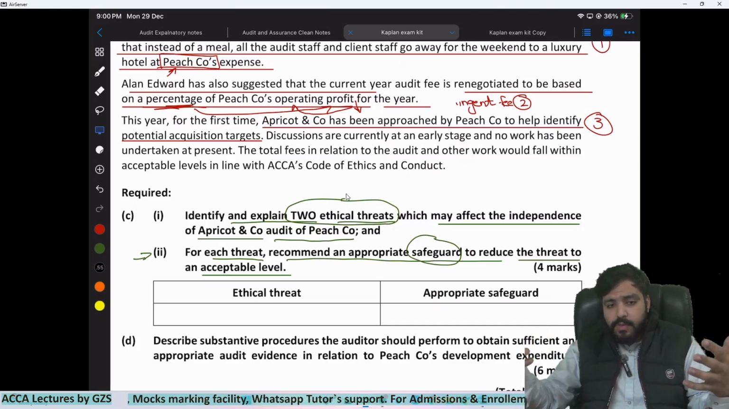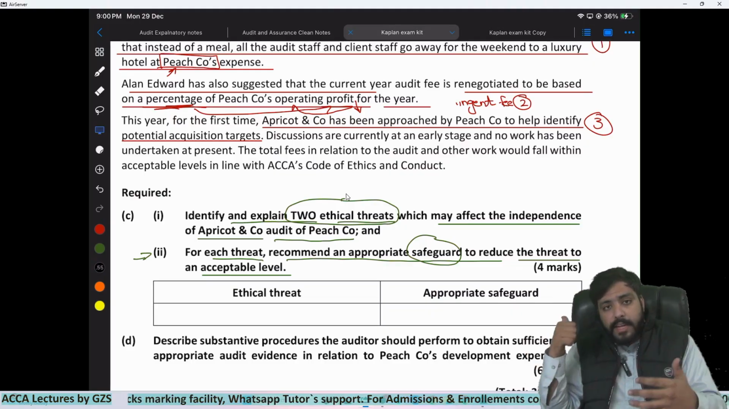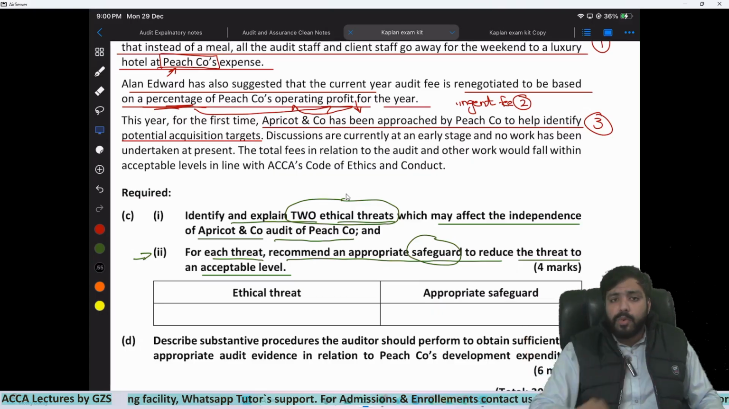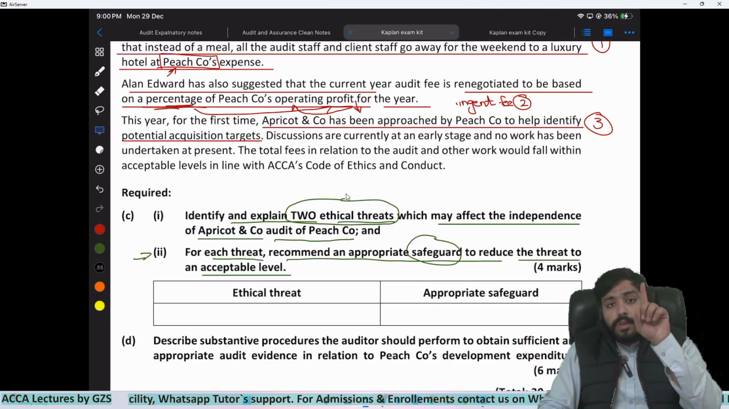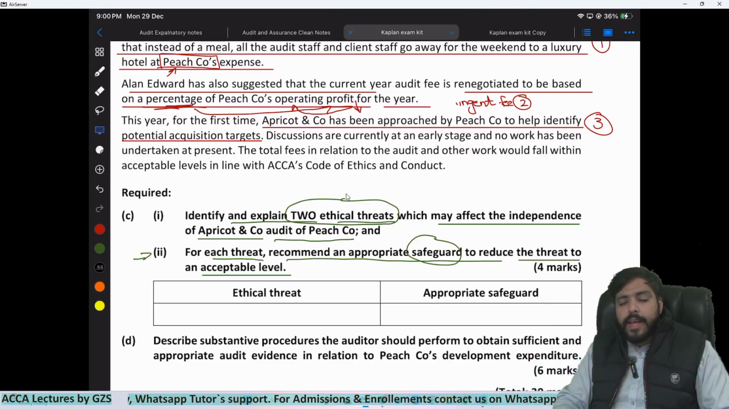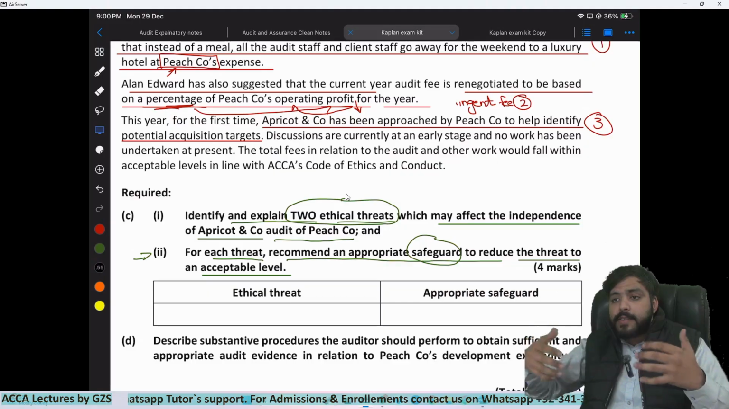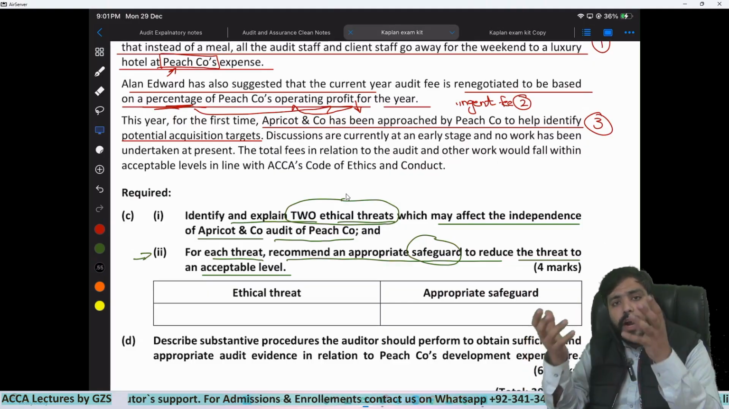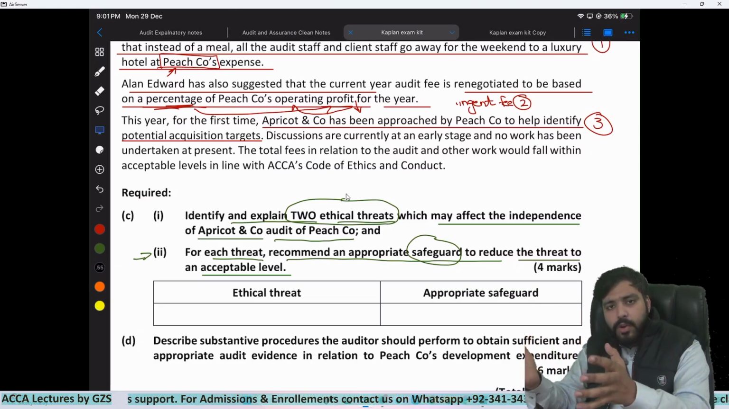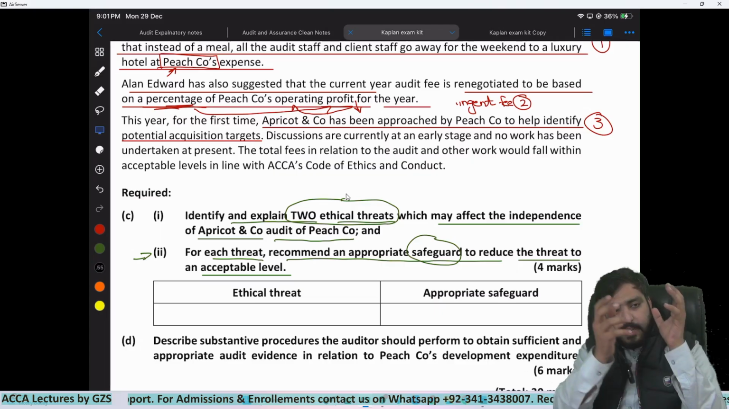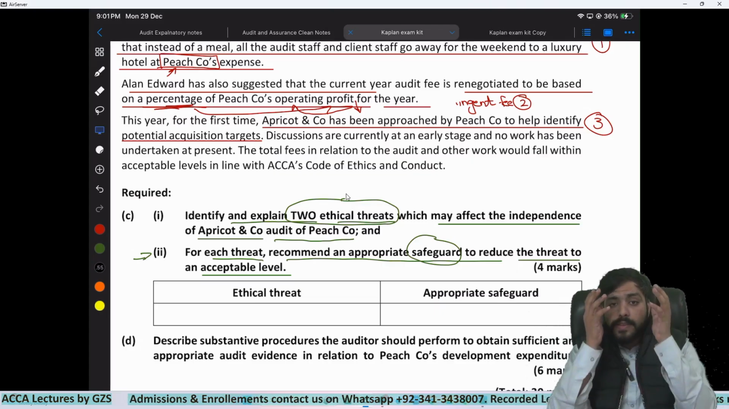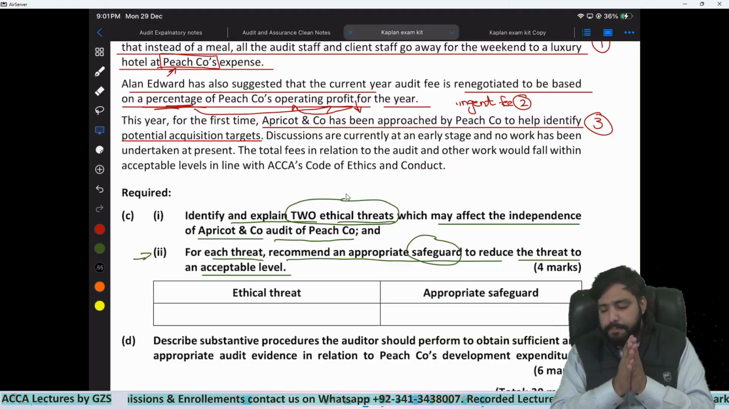You would have meetings with them and it could be seen that you are representing your audit client in front of them, which is not allowed under the code. Number two, this would also create a self-review threat as well, because the figures and calculations that would be done by you would be the same calculations that would be used by this company you are auditing, Peach Corporation, in their consolidated financial statements as well. Hence, this would also create a self-review threat at the same time.